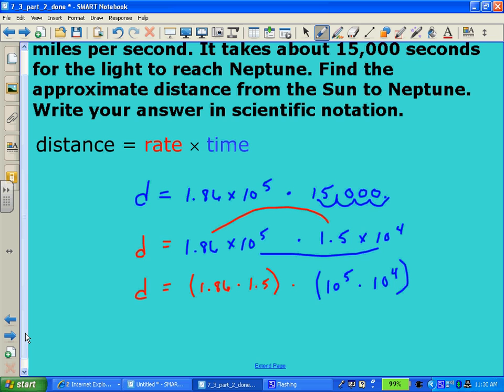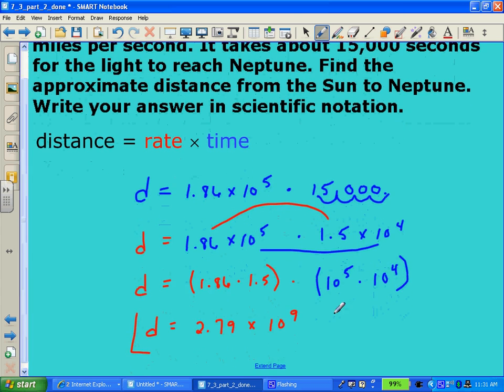This is where the property that we just learned comes in. So then if I do 1.86 times 1.5, I get 2.79. And then 10 to the 5th times 10 to the 4th, based on the property we just learned, is 10 to the 9th. So the distance from the sun to Neptune is 2.79 times 10 to the 9th miles. That's a long way.